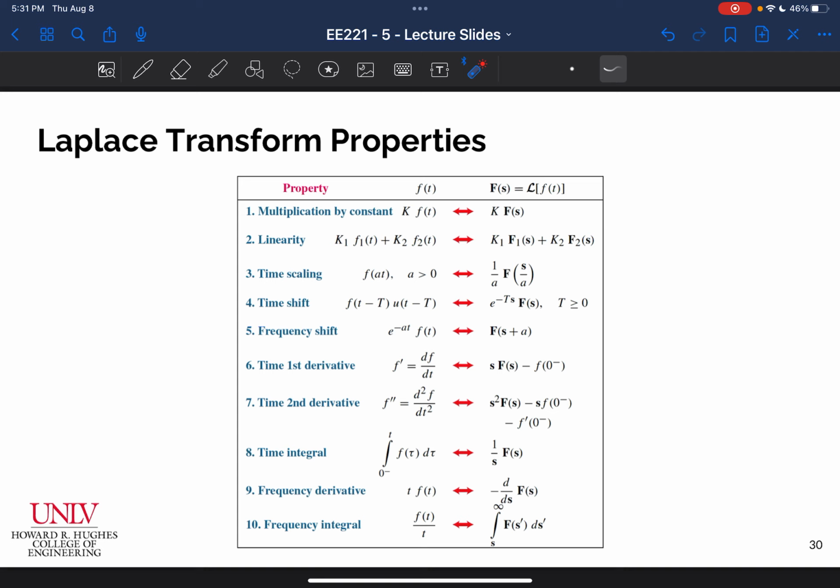Okay, so I'm going to go ahead and end this video. In the next video, we're going to take a look at Laplace transform pairs, and then we will wrap up this section.